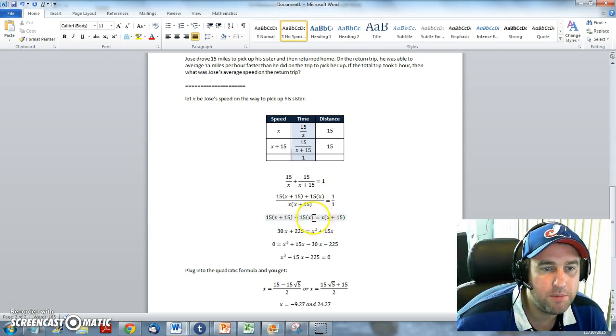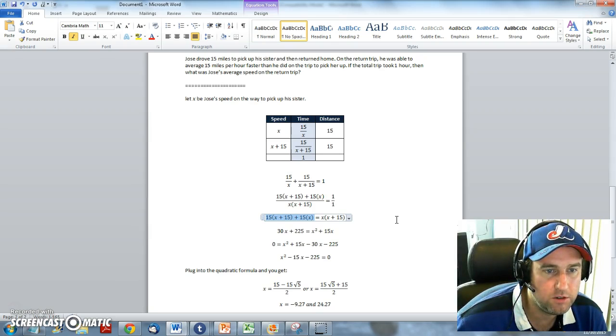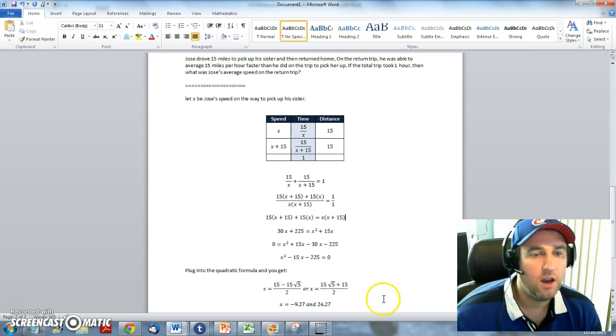Next, we simplify. If I simplify this here, it gives me 15x plus 225 plus 15x, which works out to 30x plus 225. And over here, it's just going to become x squared plus 15x. Bring everything over to one side and simplify, which gives us x squared minus 15x minus 225 equals 0. At this point, we plug this into the quadratic formula. We get two solutions, which work out to negative 9.27 or 24.27.